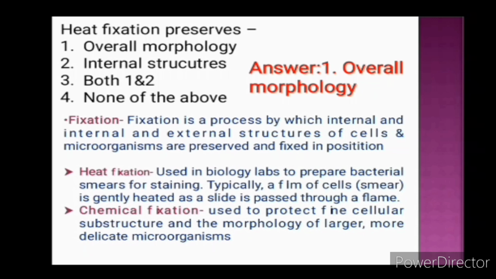It is used in biology labs to prepare bacterial smears for staining. Typically, a film of cells or smear is gently heated as the slide is passed through a flame. This heat fixation is used in gram staining, endospore staining, etc. Next one is chemical fixation. This chemical fixation is used to protect the fine cellular substructure and the morphology of larger and more delicate microorganisms.